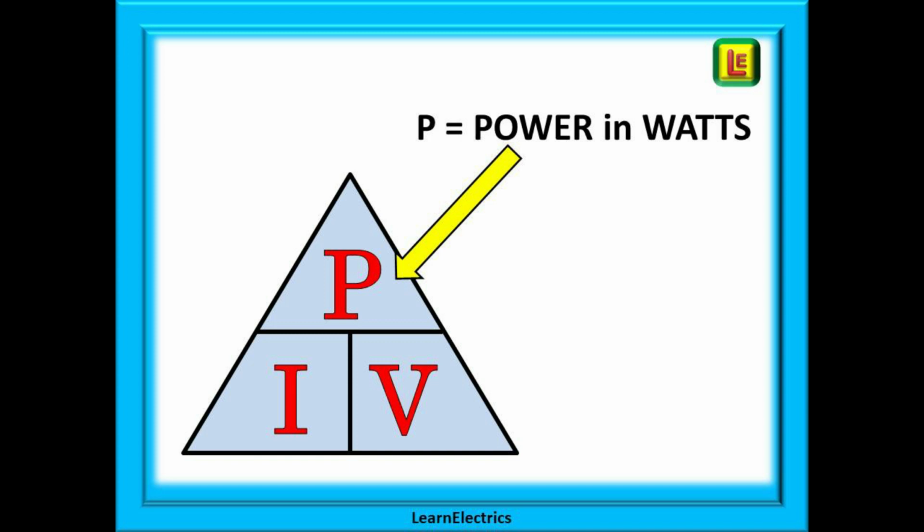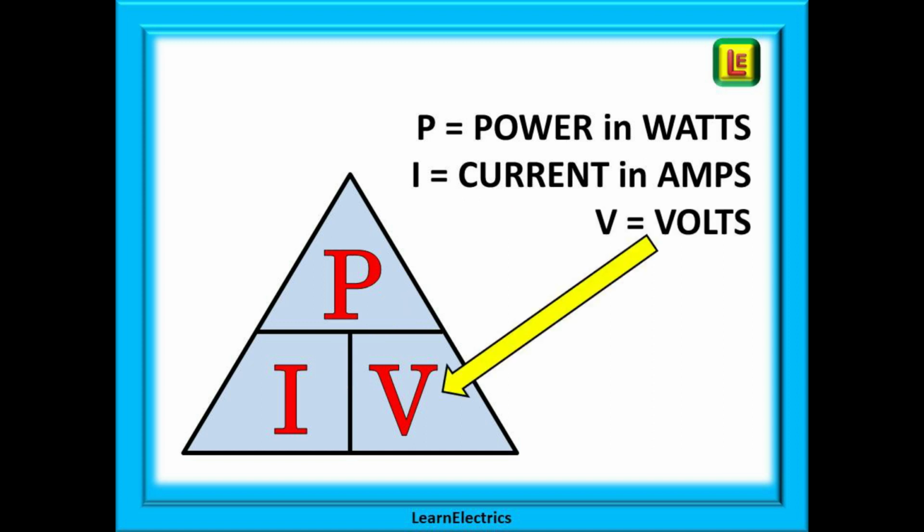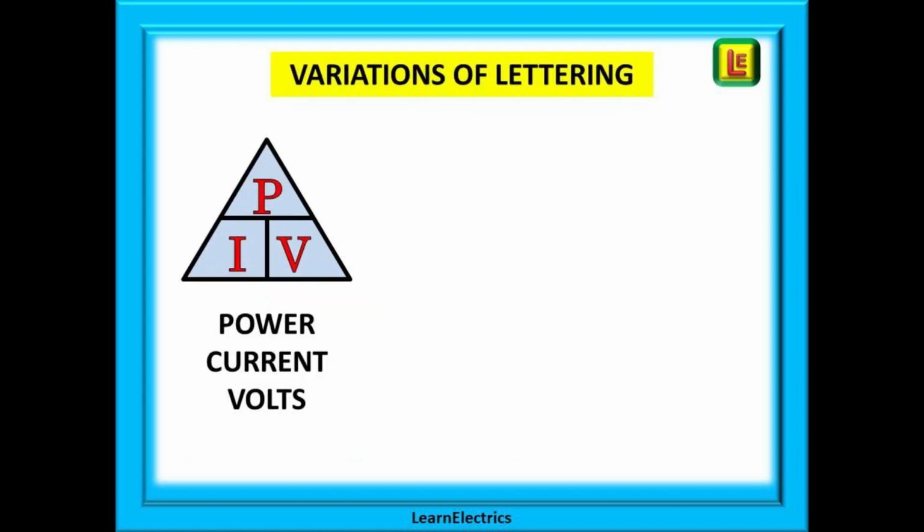Looking at the power triangle, we have three values shown. The first is the power in watts. Next, the letter I indicates the current in amps. And lastly, the voltage is shown with the letter V. You may come across different letters being used, but the basic triangle always remains as shown. Power on the top with current and voltage on the bottom.